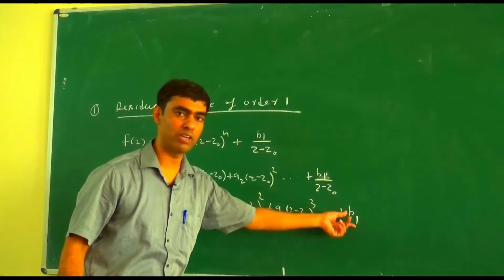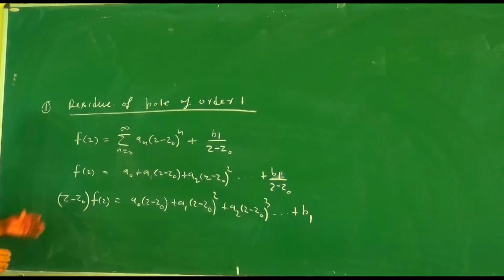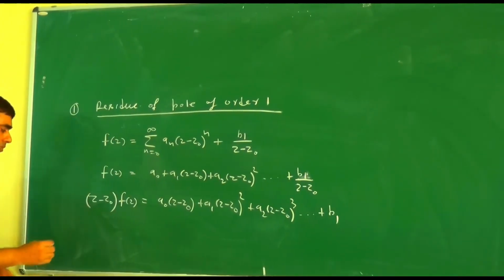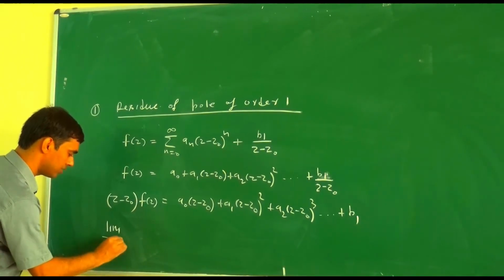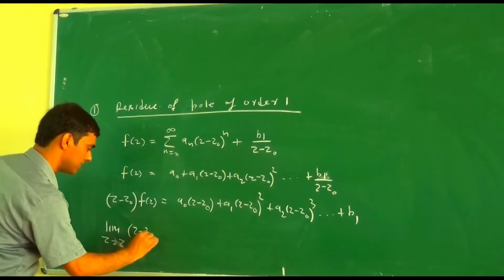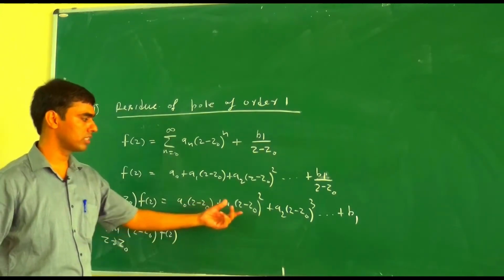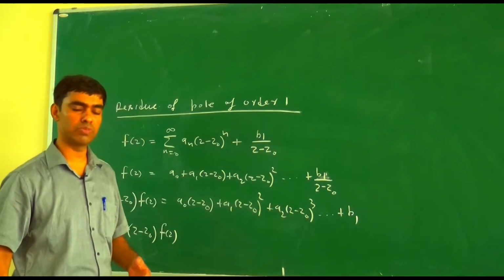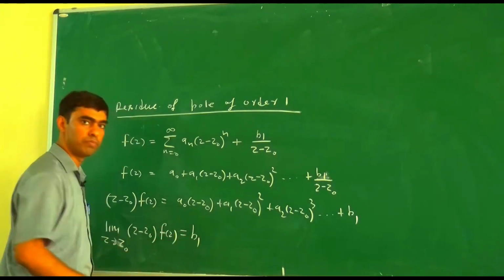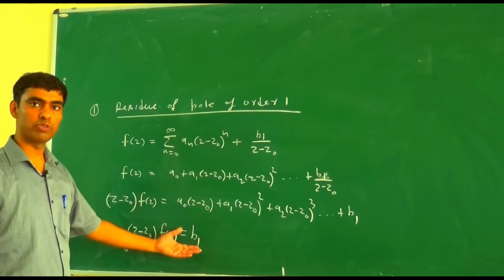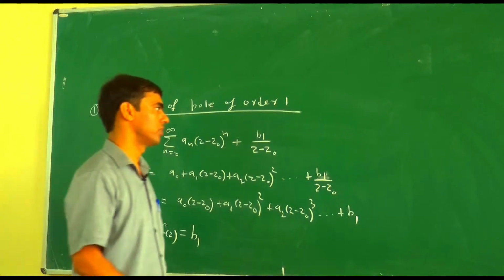Our aim is to find the value of b1. How do we find it? We multiplied by (z minus z0), and now we take the limit as z tends to z0 of (z minus z0) f(z). On the right-hand side, each of these terms becomes 0, meaning the Taylor part becomes 0. The only remaining part is b1. So we are able to find the value of b1, which is nothing else but the residue of f(z) at z equals z0. So what is the residue?